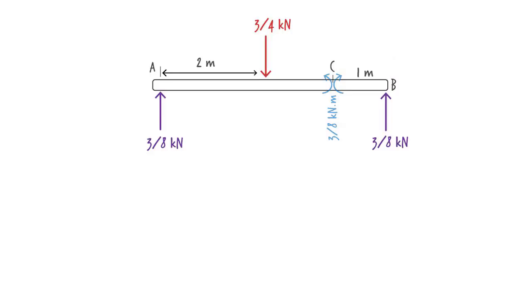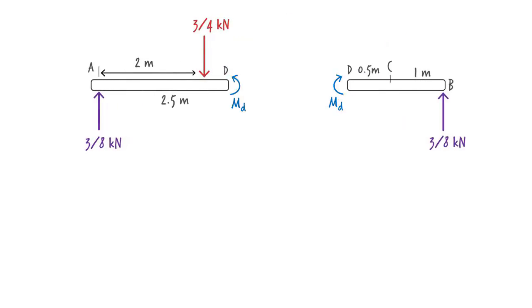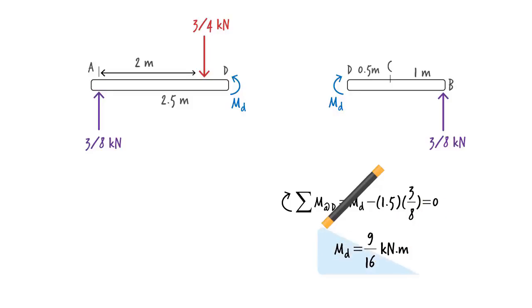Let's calculate the bending moment at another point, say point D. We start by cutting the beam at D. Draw the free body diagram for either the left or the right segment of the beam. Then write and solve the moment equilibrium equation in order to determine the internal moment.